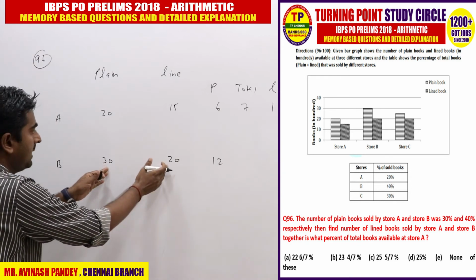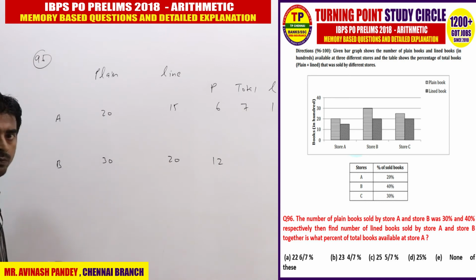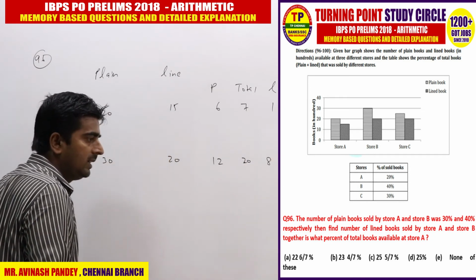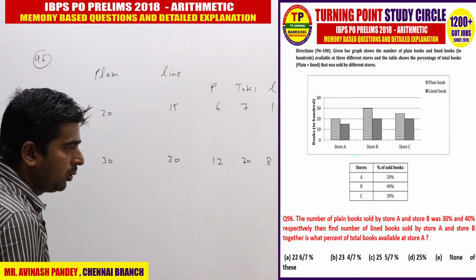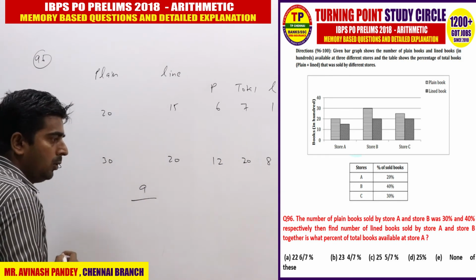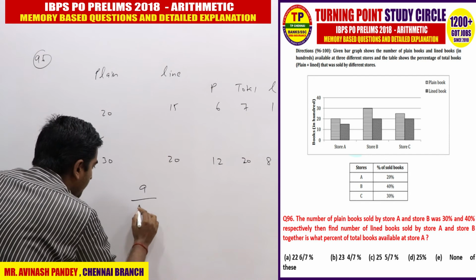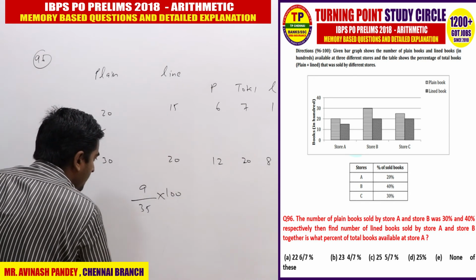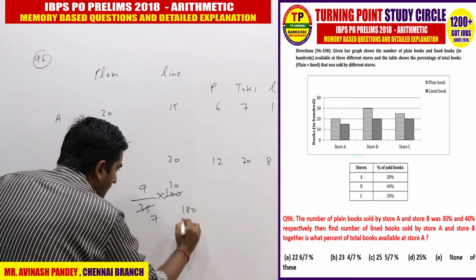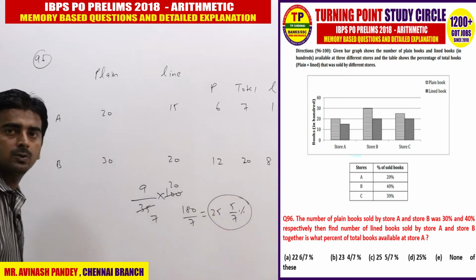And how many total books are there in store B? 50, and they have given you 40%. What is 40% of 50? It is 20. So the remaining is how much? 8. Now the number of line books sold by store A and B together is 1 plus 8, which is 9. How much percent is it of the total books available at store A? Store A has 35 books, so 9 into 100 by 35, which is 180 by 7. My answer is 25 5/7%. This is my answer for the first question.